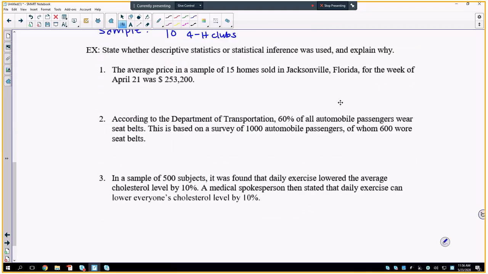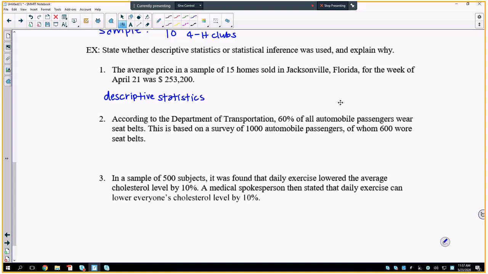Another example: state whether descriptive statistics or statistical inference was used and explain why. The average price in a sample of 15 homes sold in Jacksonville, Florida for the week of April 21st was $253,200. This should be descriptive statistics, because we simply took some measurements of a sample and we described that sample.